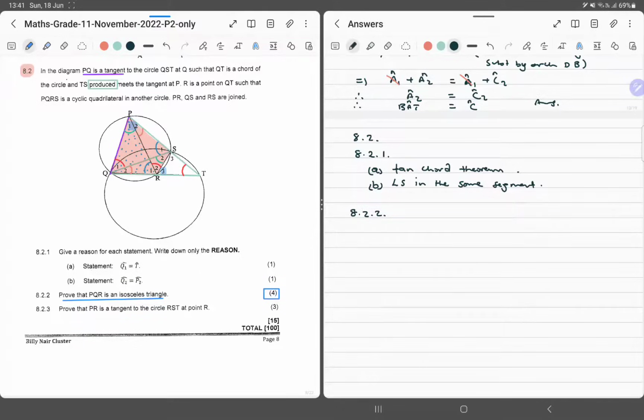Well, let's see. Can we prove that R1 is equal to P1? Doesn't look likely. But yes, this is dangerous. Look at this triangle. I'm going to outline this one like this now. Look at that triangle. What do we see? That triangle PRT. Triangle PRT has an exterior angle which is R1.